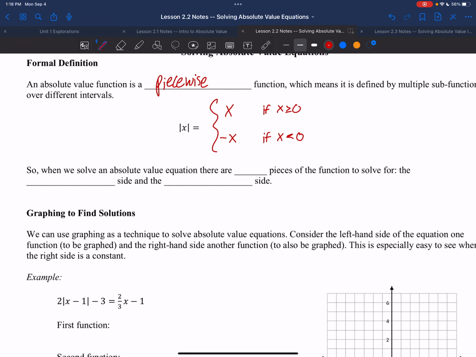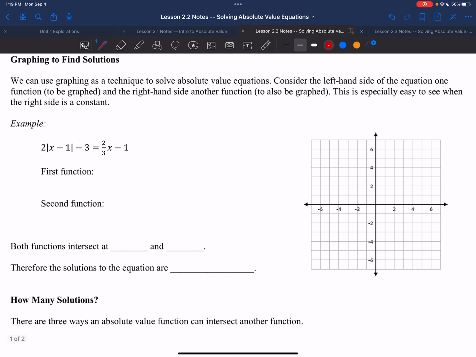Now, I bring this back up here again because as we define absolute value as a piecewise function, there are two pieces of the function to solve, right? Because we have this V shape. And so you have the right leg as one equation, one piece, but you also have the left leg as a second equation, the second piece, yeah? And so we want to analyze the positive side of the equation as well as the negative side when we solve these equations, okay? Okay, so graphing defined solutions.